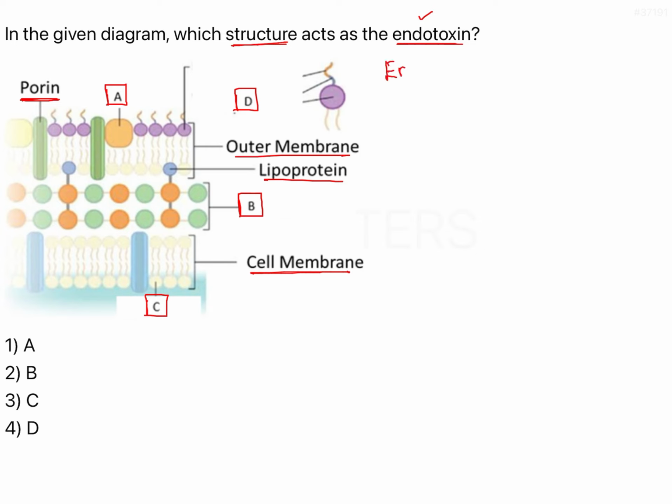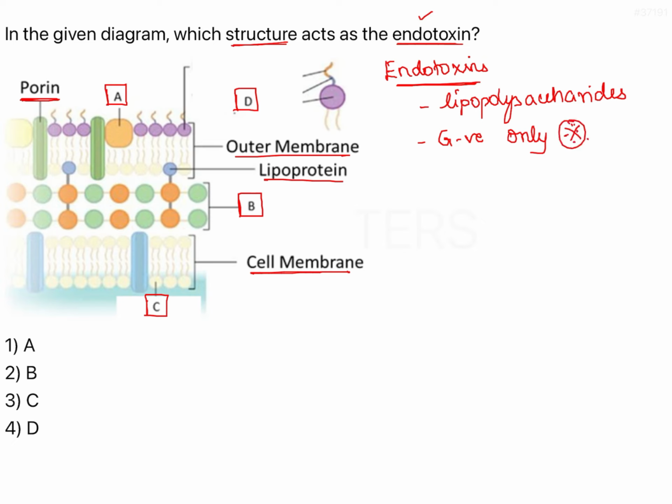So first, let's discuss endotoxins. Endotoxins are bacterial toxins which are lipopolysaccharides in nature. And endotoxins are produced only by gram-negative bacteria. This is the most important point. It is because the lipopolysaccharide forms an integral component of the cell wall, which is specific only to gram-negative bacteria. Therefore, the endotoxins can be released only on lysis of bacteria or on disruption of the cell membrane.